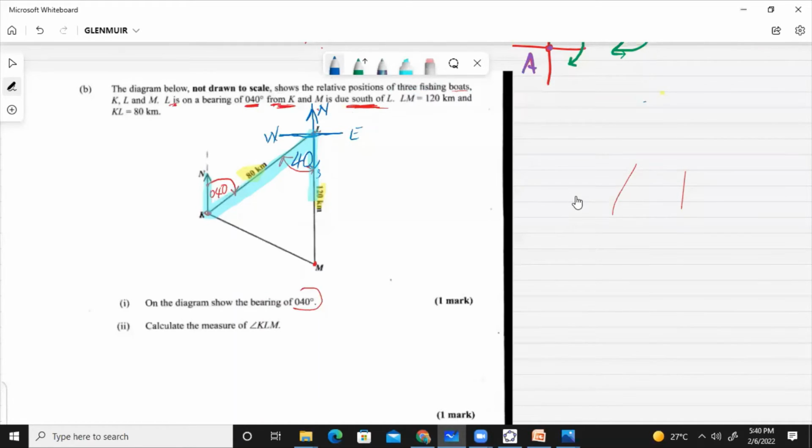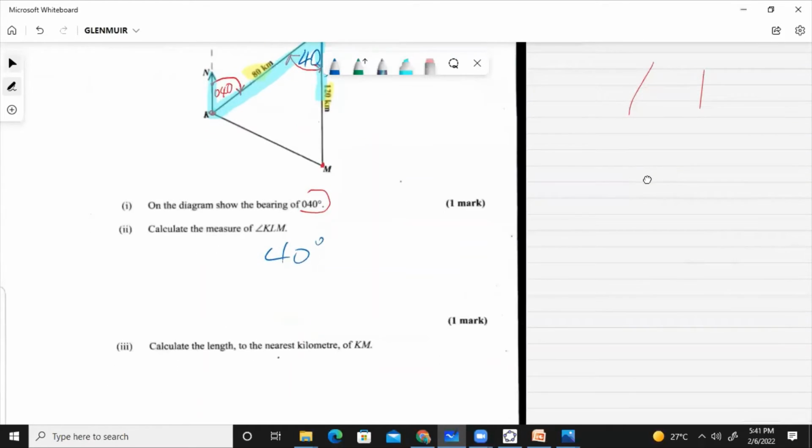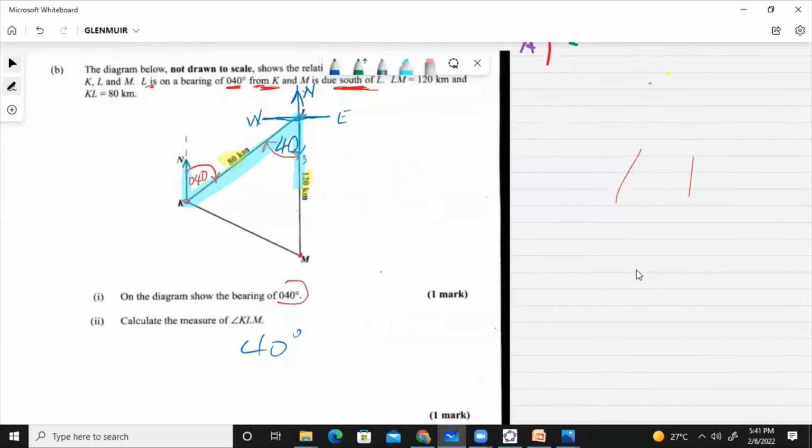And the reason for that is because we went south. That means we're on our north line still, but we're heading south. So the north lines are parallel. So 40 degrees there is 40. So this is 40 degrees, no working, nothing. Hence, they are giving you 1 mark to produce that. Is that clear with everybody?